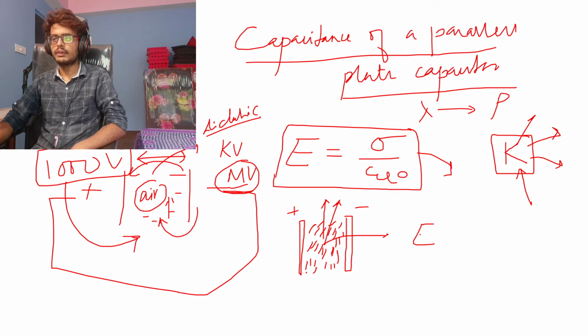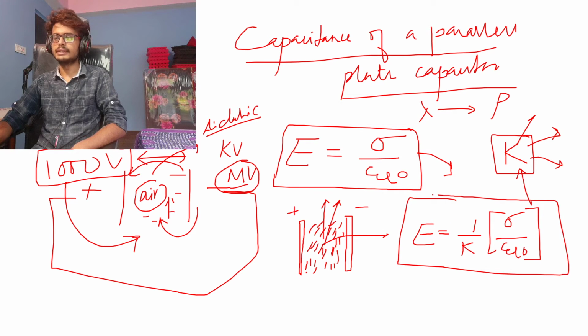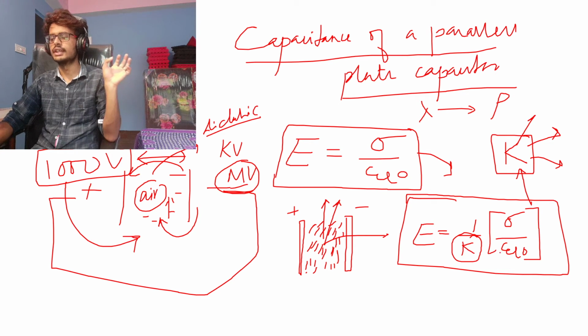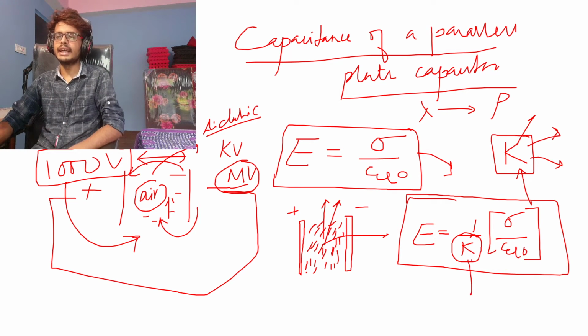So the formula for E will be modified a little bit. E will be equal to 1 by K times sigma by epsilon naught. This is the modified formula that you need to know in terms of capacitance. When you talk about capacitance, you'll always talk about the dielectric, right? Because there is always something in between, maybe air, maybe foam or whatever it is. It can be any dielectric medium, and that dielectric is represented by this constant called the dielectric constant, right? This is surface charge density, this is permittivity of free space.